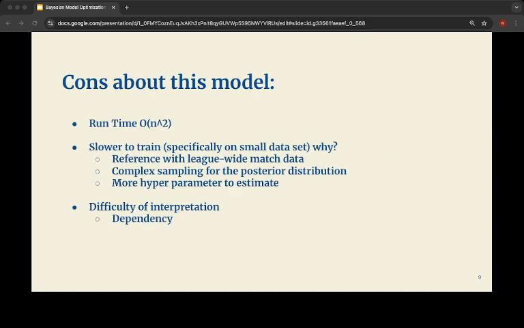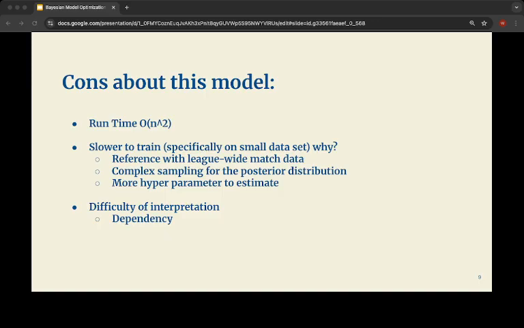Cons about this model. It requires sampling methods that take longer to converge, and it's computationally expensive compared to Poisson regression, the single-level model, because it captures more uncertainty and adapts to new conditions. It requires sampling team parameters and hyperparameters, with slower MCMC mixing because of correlated parameters. Inference is nonlinear. The running time of this model is O of n squared.